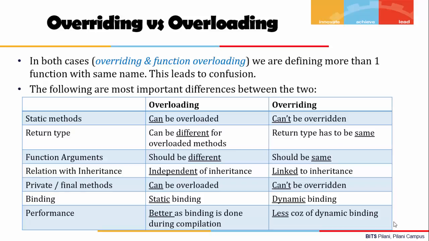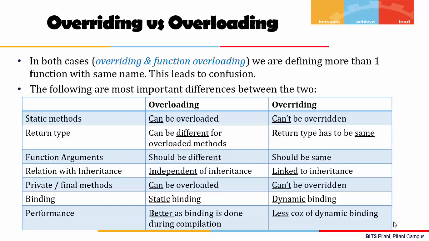Static methods can be overloaded but can't be overridden. Functions which are static, we can overload them, with different types of arguments or different numbers of arguments, but we cannot modify their implementations. Then the return type can be different for overloaded functions, but it has to be the same for overridden methods. Similarly, the function arguments have to be different in function overloading, but they should be the same for overriding.